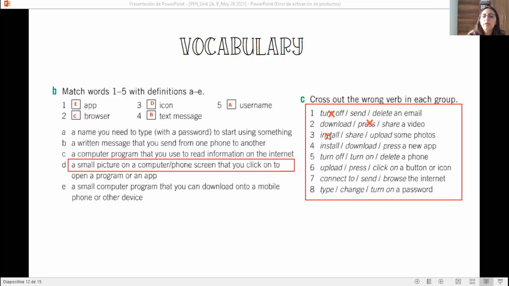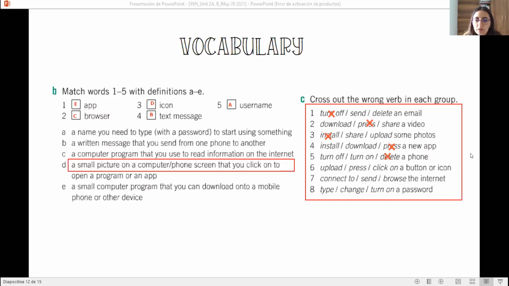Install would be the wrong one. Yes. Number 4, install, download, or press a new app. Press. Press, perfect. Number 5, turn off, turn on, or delete a phone. Delete a phone. Delete. No podemos eliminar un teléfono, ¿no?